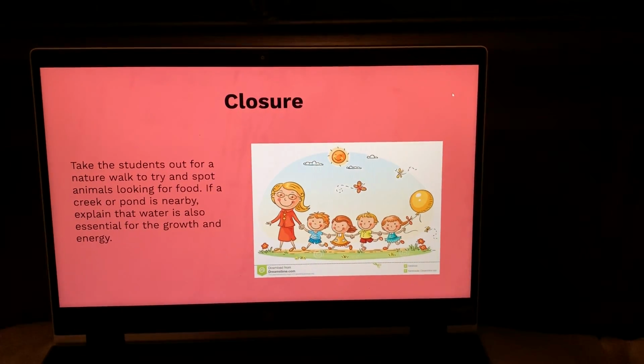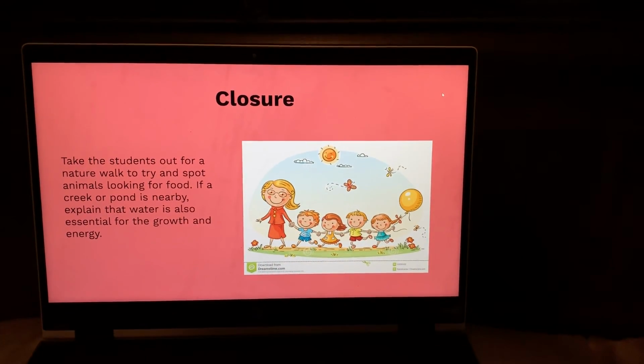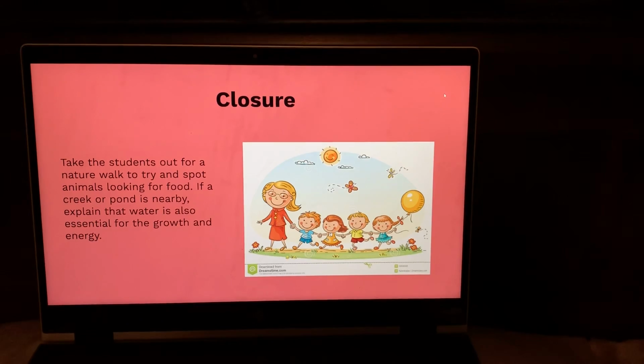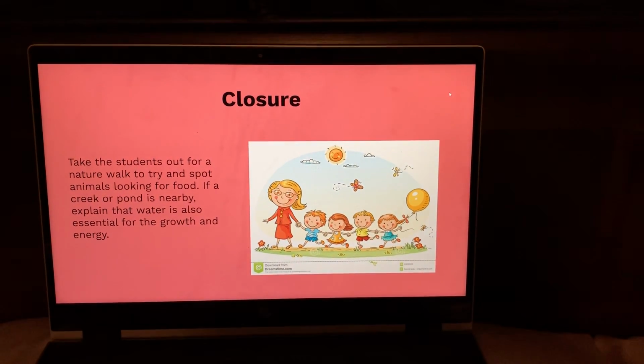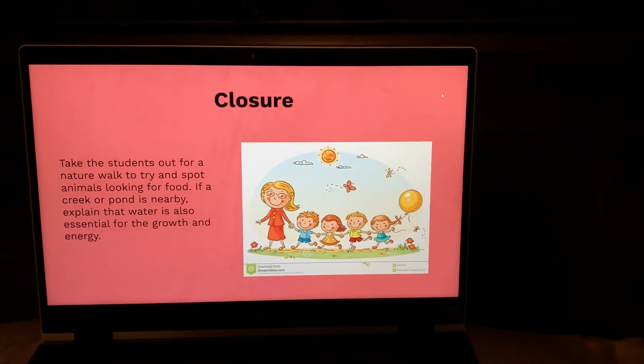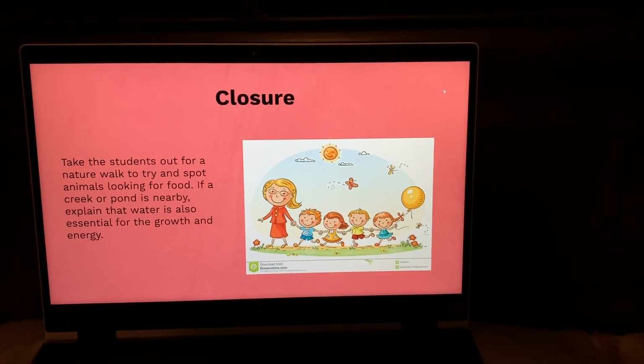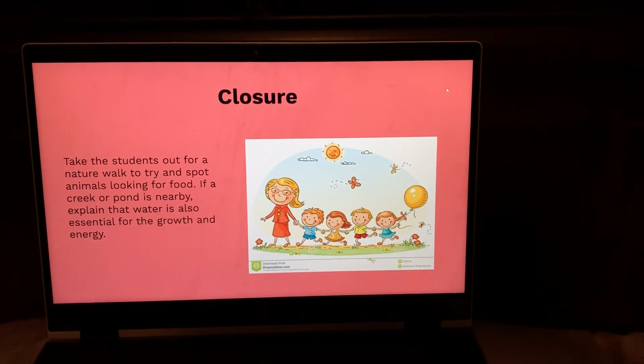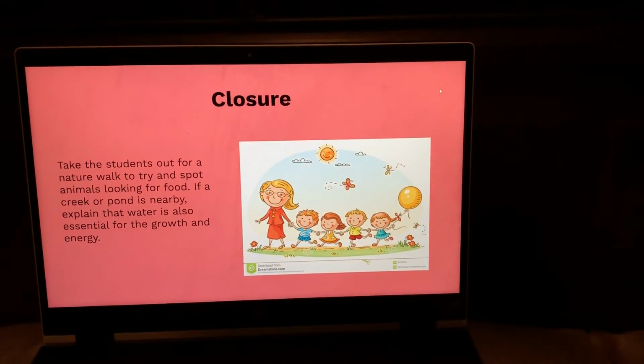The closure for this would be take the students on a walk outside, on a nature walk, and try to find animals looking for food. And if you happen to have a creek or a pond nearby, explain that water is also very beneficial for animals and essential for their growth and energy.